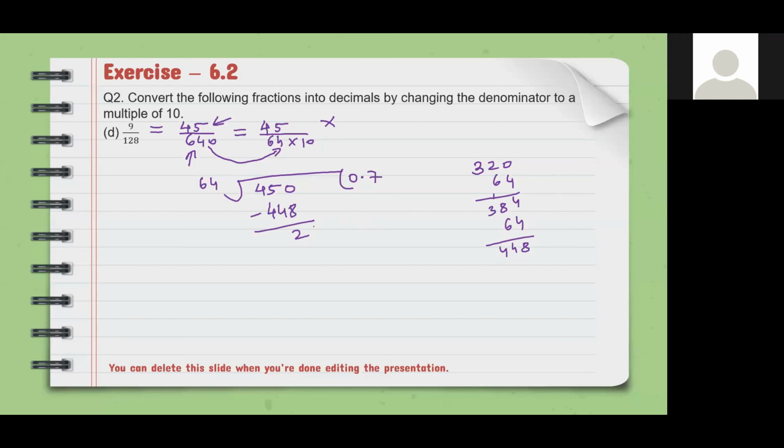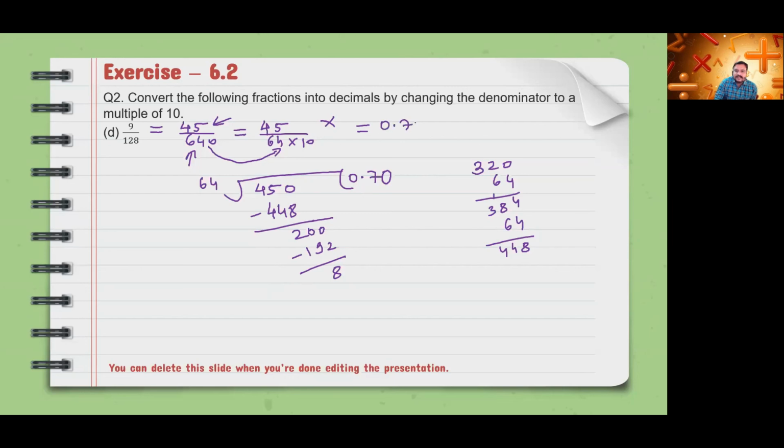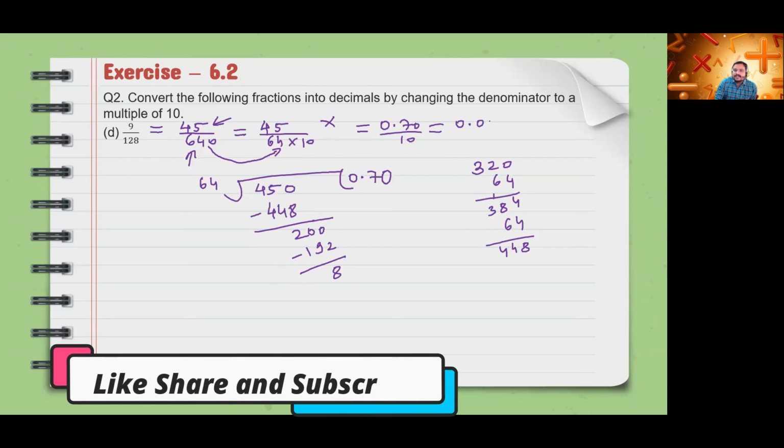Then we will divide by 450 minus 448, that is 2. Now we will have to take 2 zeros here, but we cannot take 2 zeros. So 1 zero we will take here and 1 zero we can put here. Next, what is 64 times 3? 192. So what we got is 0.70, and the 10 is still remaining in the denominator. So 0.07 will be the answer.